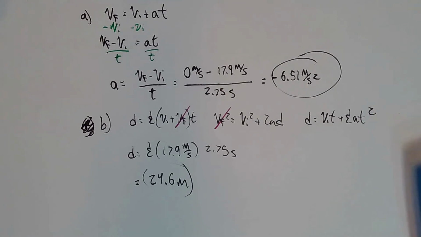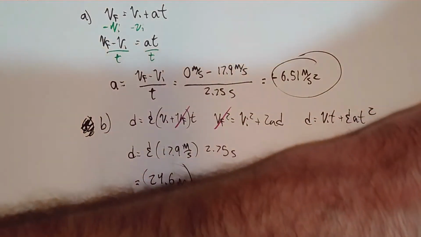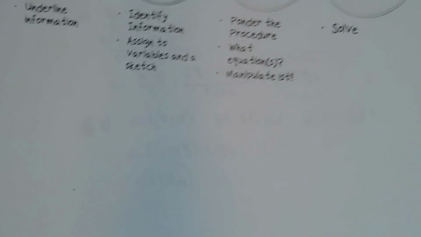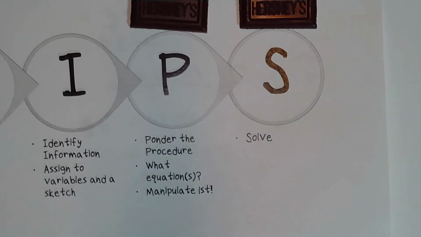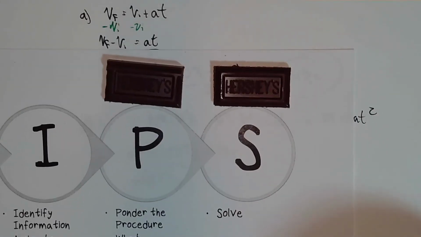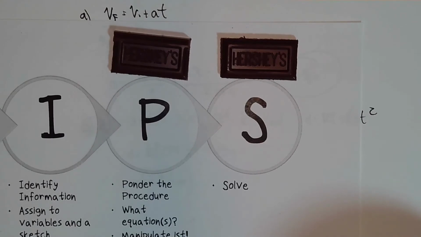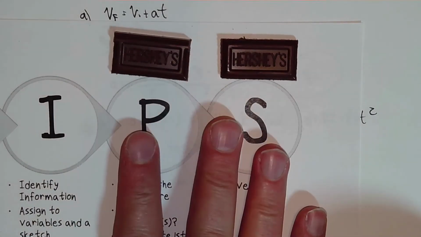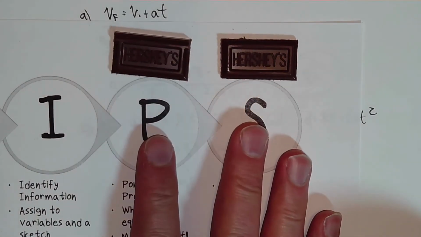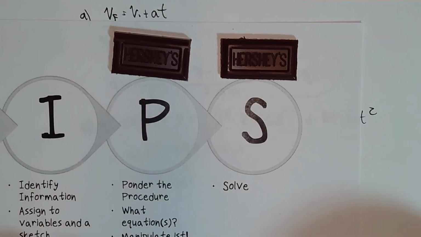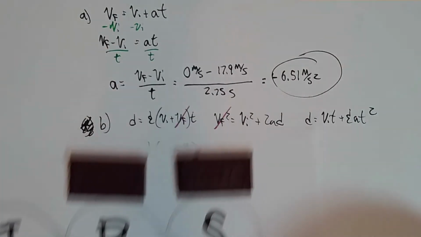Let me add one more thing to this. Oh, you know what? I got so excited about this. We forgot our last steps. Did we ponder the procedures? Did we pick the equations? Did we manipulate them? Yes. And we solve for them. Now, I feel like maybe we should do a little more work since I skipped those steps. So we're going to add a part C to the question.